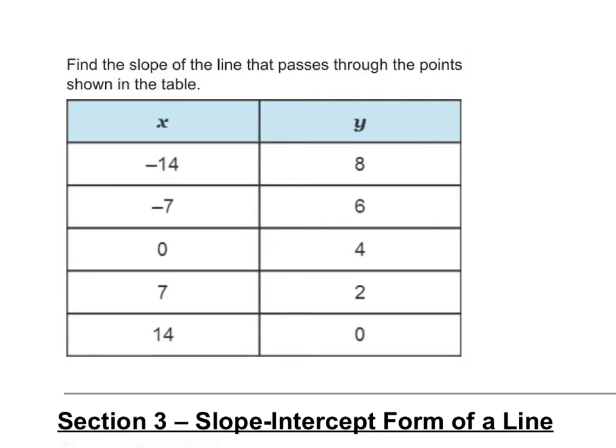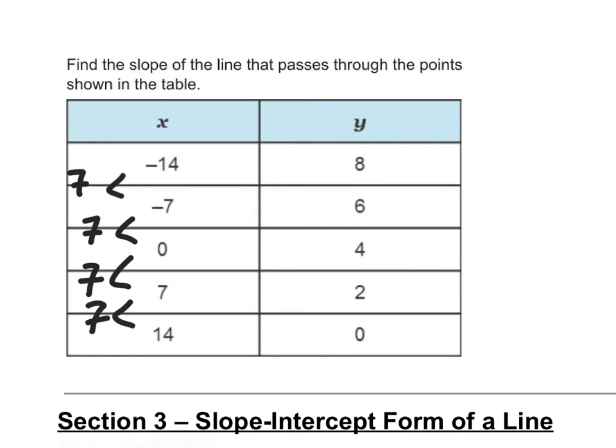The last one says just find the slope of the line that passes through the points. You can take any two of these points. Let's look at these values, from negative 14 to negative 7, what am I doing? And then maybe from negative 7 to 0, what am I doing? Basically these numbers are increasing. By how much? We add 7 to get from one to the next. We keep adding 7.